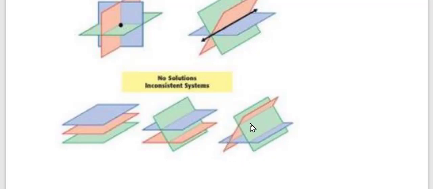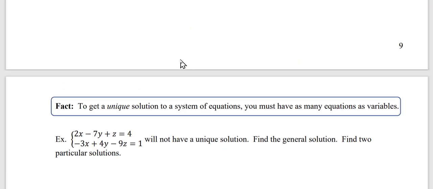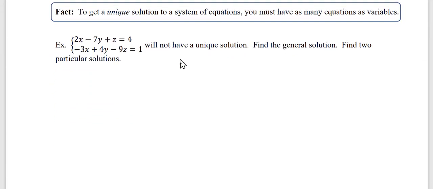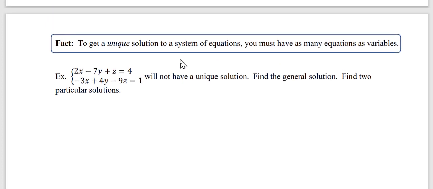Or here, that is a similar scenario. They don't intersect all at the same spot, so there's no solution. You need all 3 to intersect at the same spot, like here, or in this case, along a line, to have a solution. We are going to look here at how we find what's called a general solution in these scenarios.